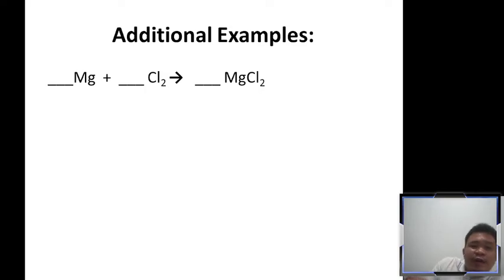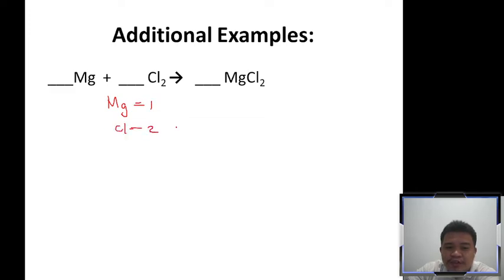Let's take a look at this classic example. Mg plus Cl2 yields MgCl2. First, let's do an accounting. Always write that as your first step. Mg is 1 and Cl is 2 on this side of the equation. Mg here is also 1 and Cl is 2. And as you can see, by miracle, this equation is already balanced. So that means that we don't do anything from here.